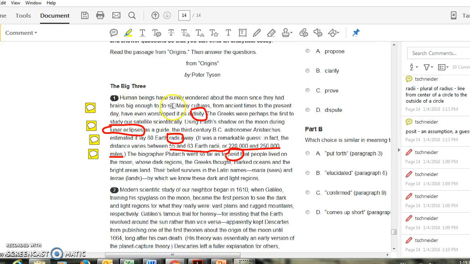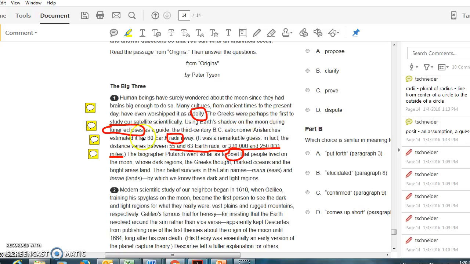Human beings have surely wondered about the moon since they had brains big enough to do so. That seems straightforward enough. Many cultures from ancient times to the present day have even worshipped it as a deity. So deity would be the first word I believe they would get stuck on. I would circle that word, and over here I made a little note that a deity is another word for a god. You might go on and say a god that people worshipped or even worship today, a little statue, anything. Anything can be a deity.